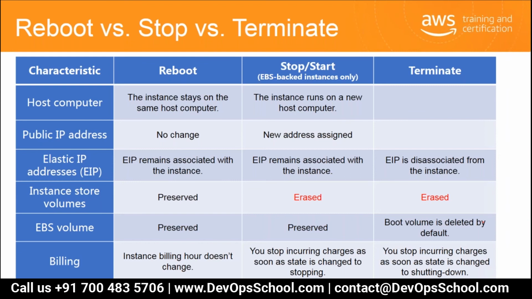Whereas EBS volumes will be preserved, and can stay as long as you are using them. If you terminate the instance, they will be deleted. How about elastic IP address resolution? If an elastic IP is attached to an instance, it remains associated with the instance unless you terminate it. And when you terminate it, the elastic IP is gone.